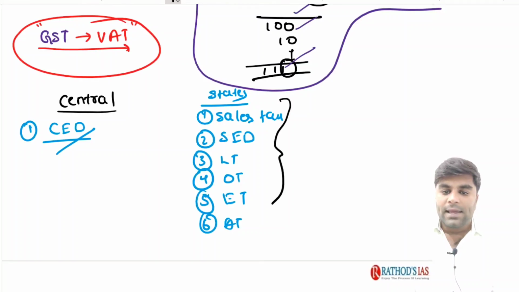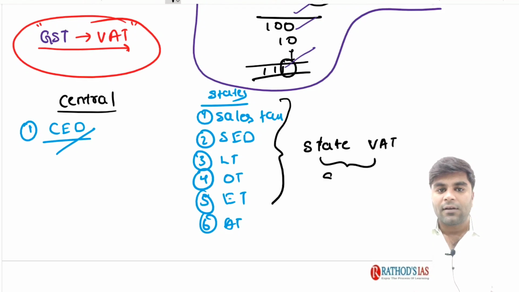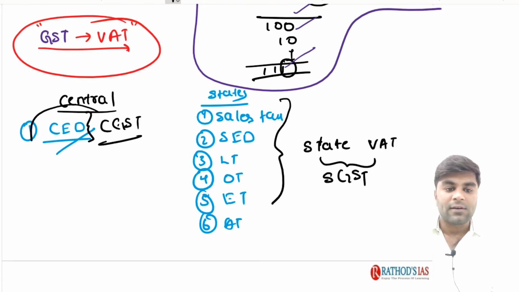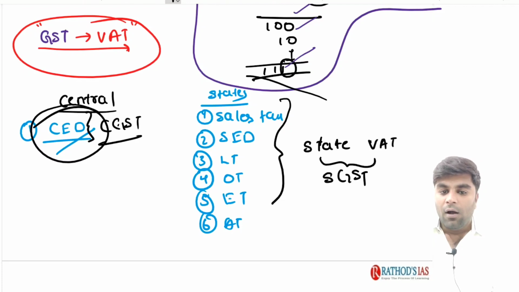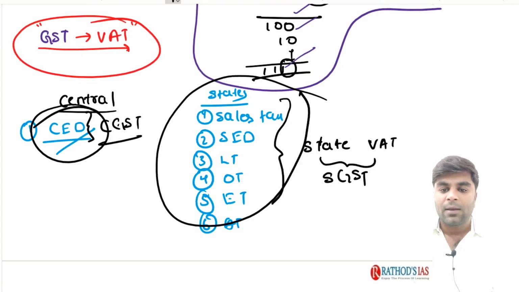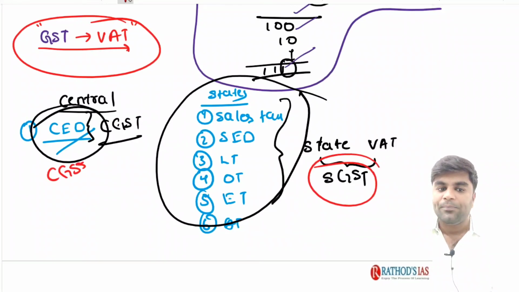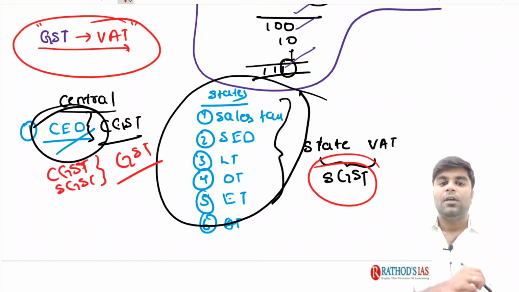Now, all these taxes are first amalgamated into the state VAT, and then it is converted to SGST. In such a way, the major part of the CGST that we are currently seeing is nothing but the central excise duty, and all these indirect taxes of the state governments have amalgamated to create the SGST. So we have the CGST and we also have the SGST. Combined, we have the GST. In such a way, the GST came into force.